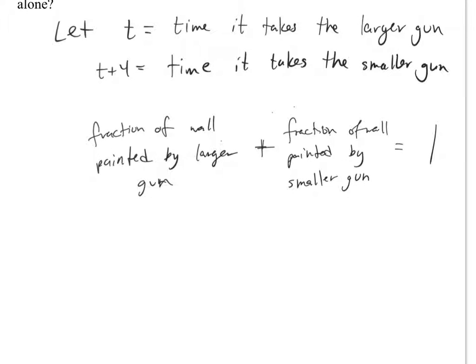Let me give you a little hint. It says here that it's going to take 14 hours total, right? 14 hours total. T is the number of hours it would take the larger gun on its own to paint the wall. T plus 4 is the amount of time it would take the smaller gun alone to paint the wall. Together, though, they could add up to make the entire wall. Now, do you have an idea?